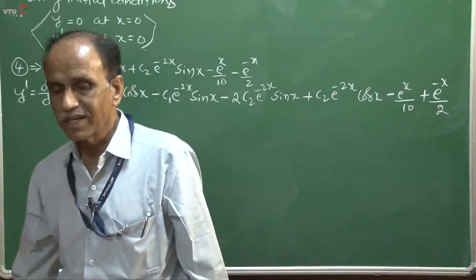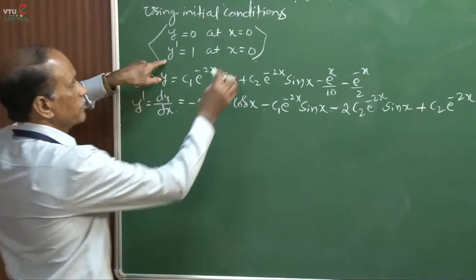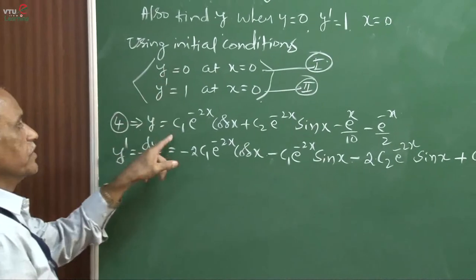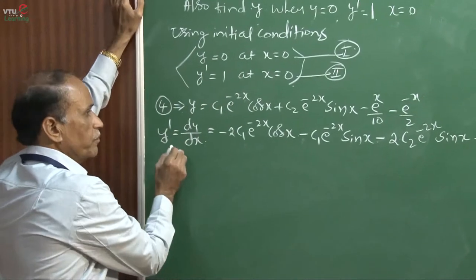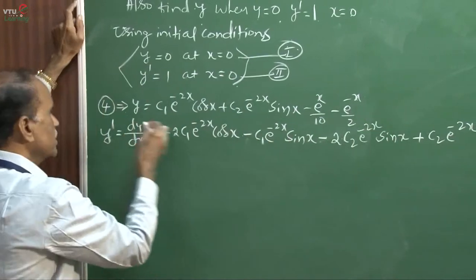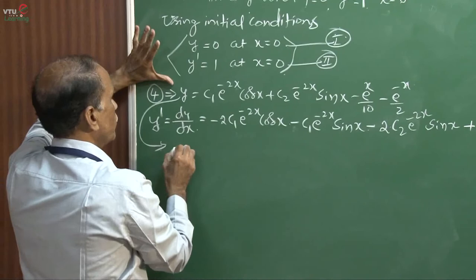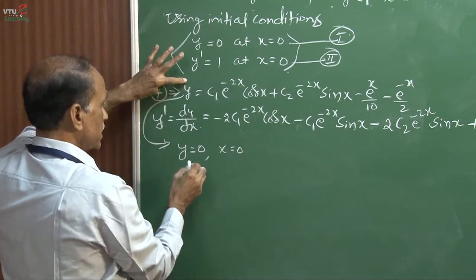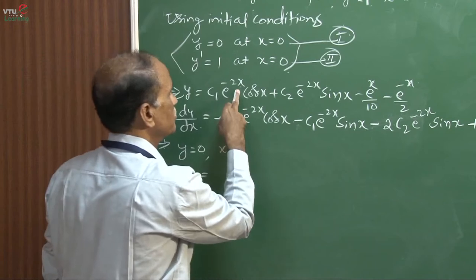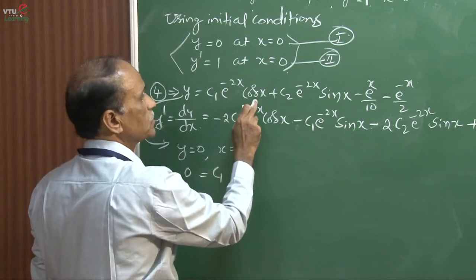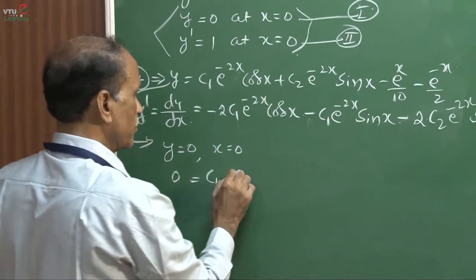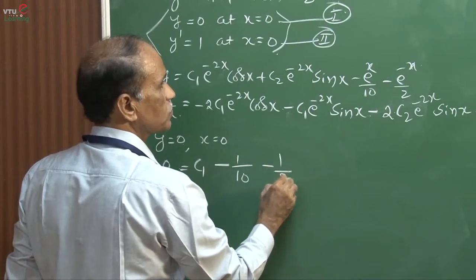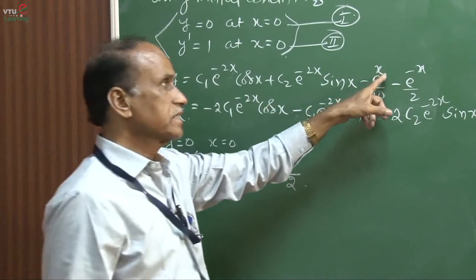This is the step which you can utilize for the application of the second set of initial condition. This is first and this is second. So first is for this equation and second is for this equation. Now, if you want, you can give some number, otherwise no problem, directly you can write. That is y equal to 0 at x equal to 0. I will take the left side as 0, and x equal to 0 means e^0 becomes 1 and C1, and cos 0 is 1. Because of the sine function, that becomes 0. Minus e^0 is 1, so 1 by 10, and minus 1 by 2, after substituting x equal to 0.